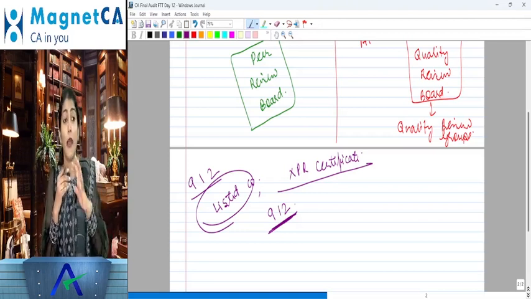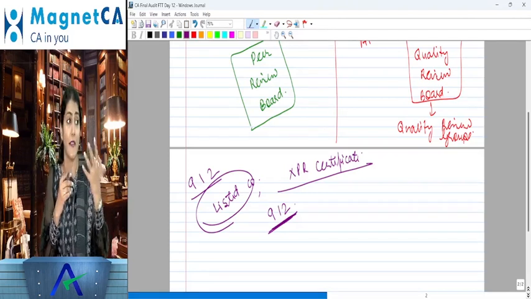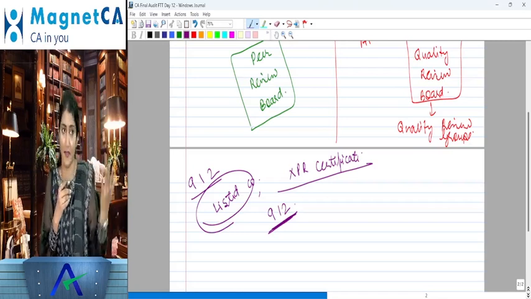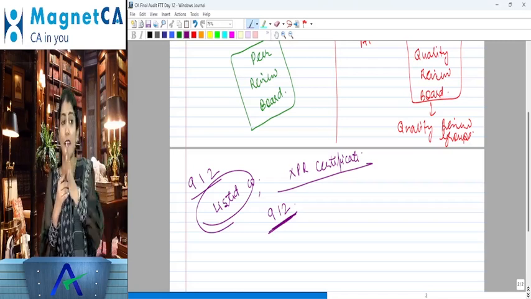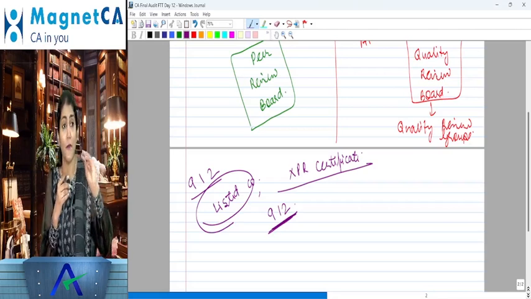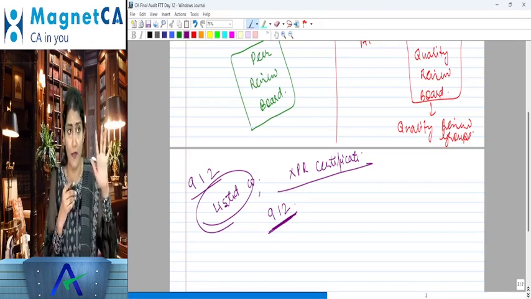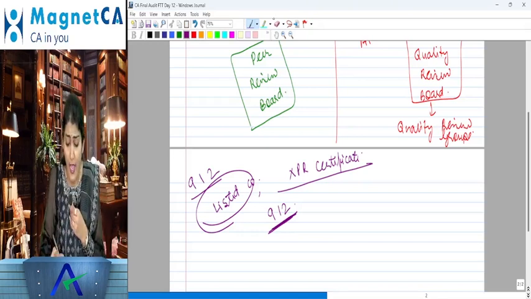Is peer review applicable to all CA firms? Yes, it is applicable, but we have a frequency. From when it is applicable depends upon whether you have 5 or more partners, 4 or more partners, or 3 or more partners in your CA firm. So we are going to study the applicability.